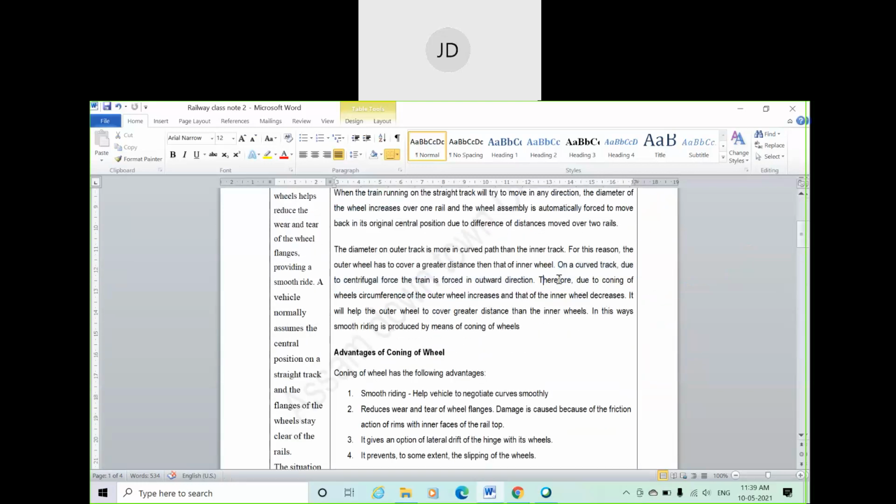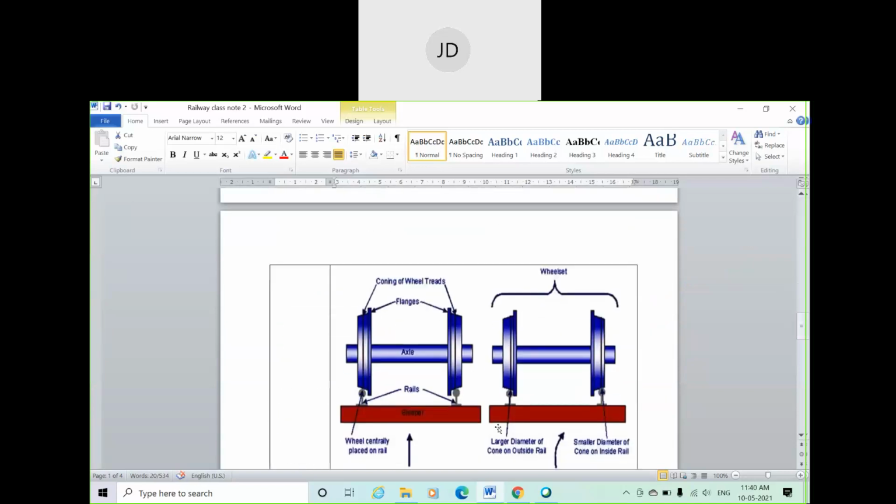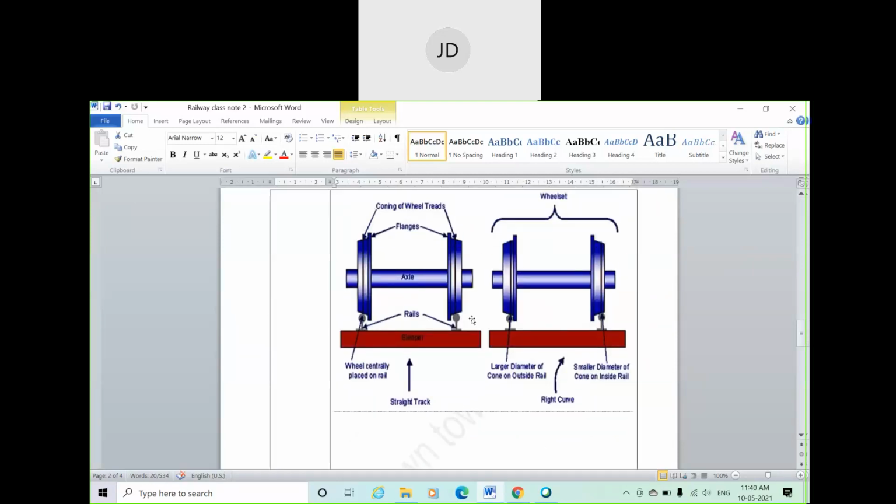Due to the coning of the wheel, the circumference of the outer wheel increases and that of the inner wheel decreases. Since we have provided coning of the wheel, we are not riding on a horizontal plane, we are making a cone. In that case, when you take a right curve, you can see the contact point of the rail with the wheel is at the larger diameter point for the outer wheel. Now here you can see the contact point at the smaller diameter.